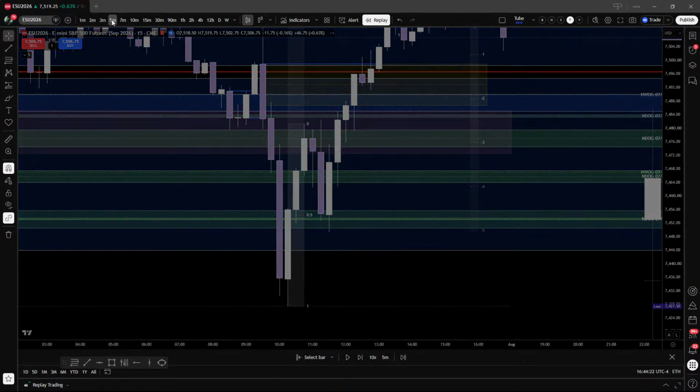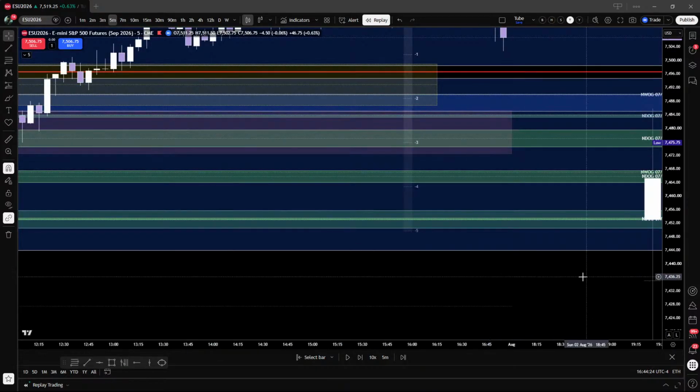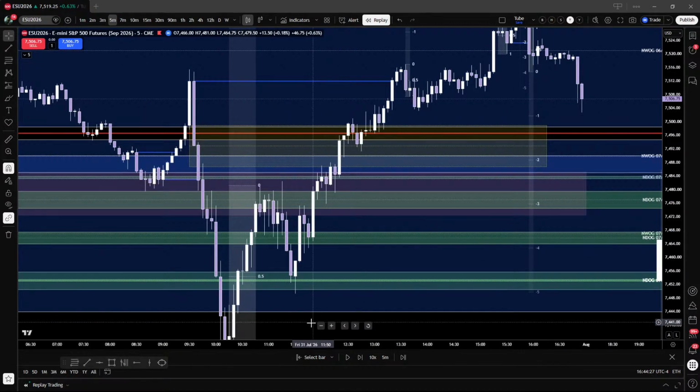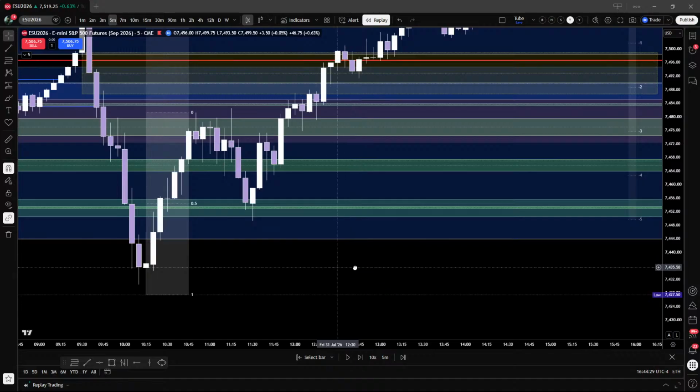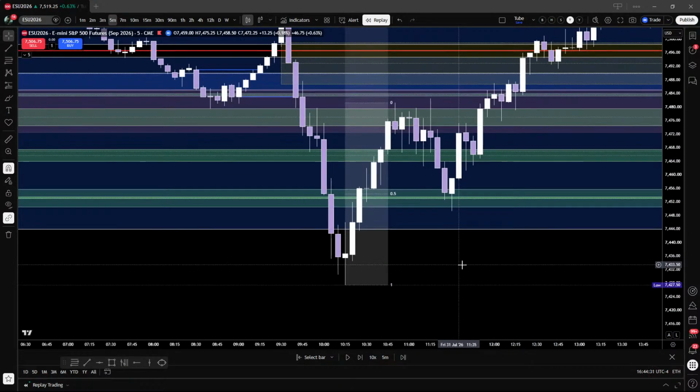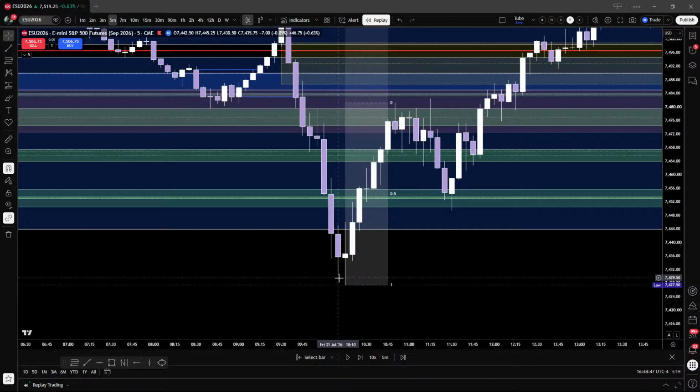Because let's look at the 5-minute. See on the 5-minute, I can see this candle here. Now you can try to imagine what this candle looks like on the 1 minute. This could be like a whole swing.